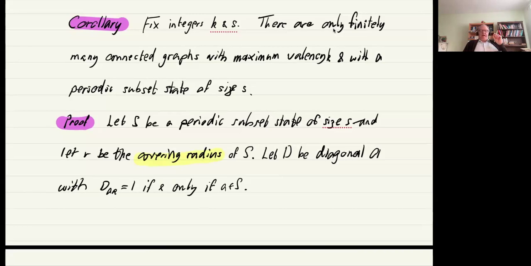Now the point is that if S is equal to 2 and the covering radius is 10, the graph can't be too big. Especially if I bounded the valency and bound the covering radius, I essentially bounded the diameter. And if I have a graph with bounded valency and bounded diameter, then it's got an unbounded number of vertices. So it's going to be a combination of things. But in any case, that's getting ahead of myself. So I'm going to take D diagonal 0, 1 with DA. So this is a subset state, not properly scaled.